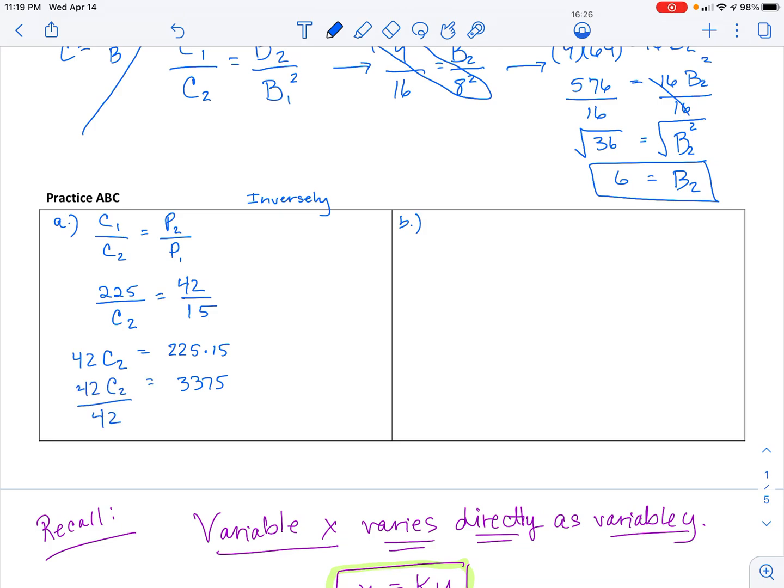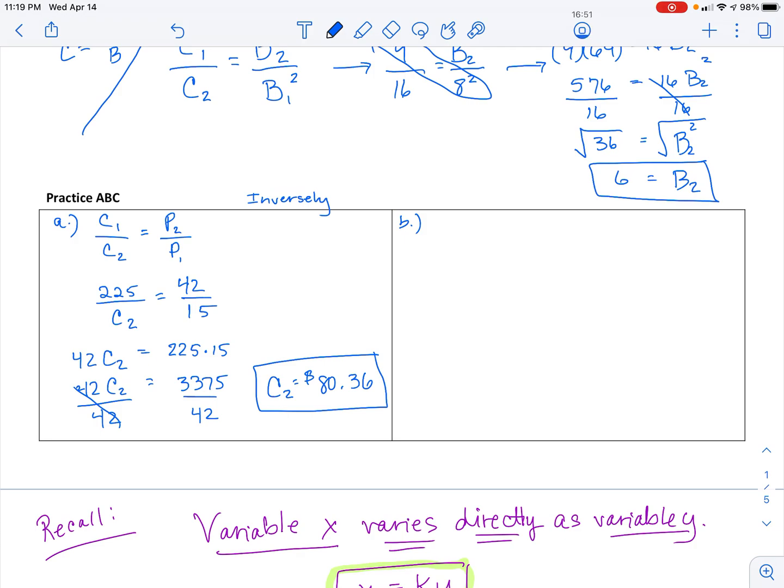Let's divide both sides by 42. Actually, I think when I did that, you did have to round. If you put that in your calculator, it's going to be $80.36 when you round it. Okay, so in the end, the cost would be $80.36.